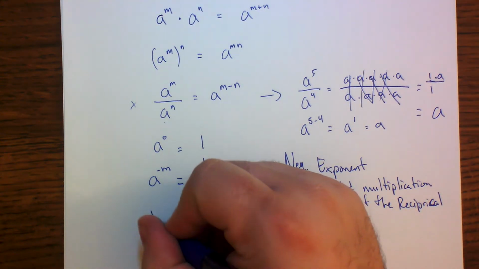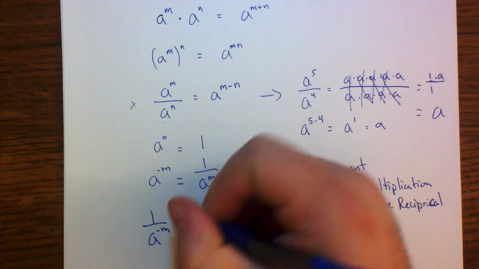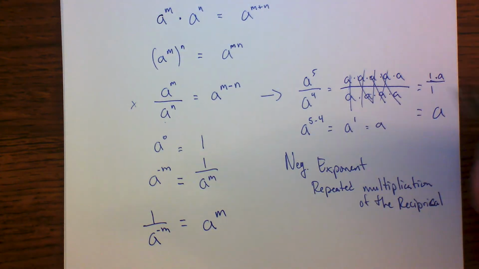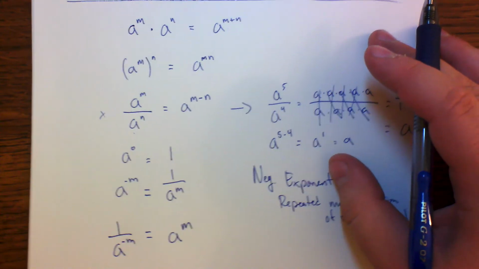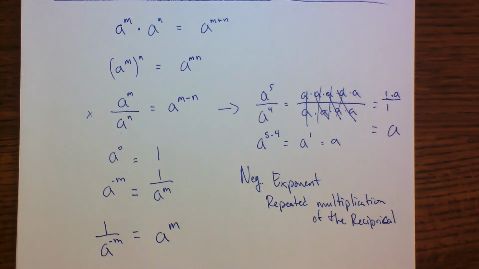Last but not least, let's say you have 1 over a base a to the negative m. Well, that's just going to equal a to the positive m. So these are the 6 cheat sheet rules that most Algebra 1 students need to know in order to make it in their classes.